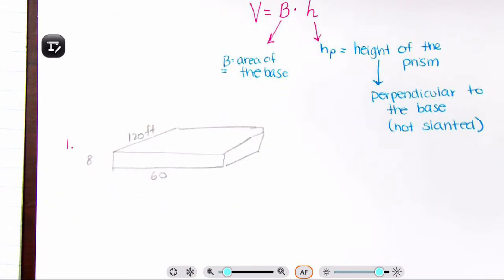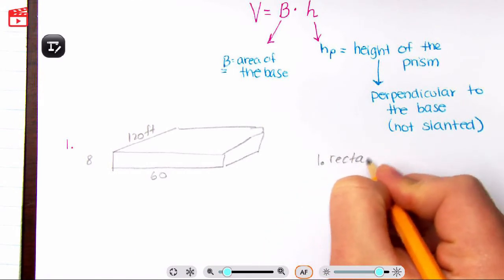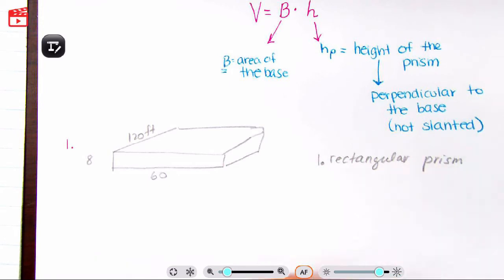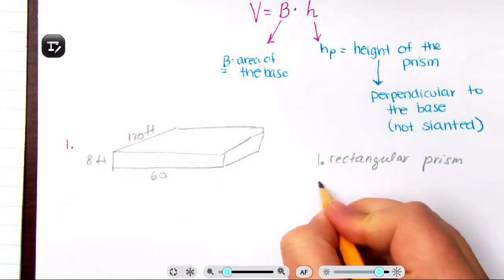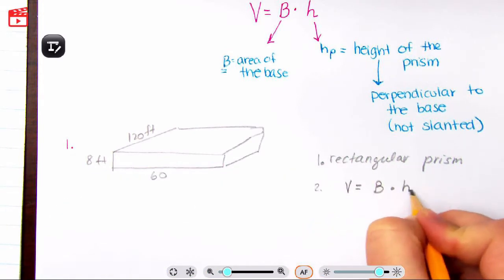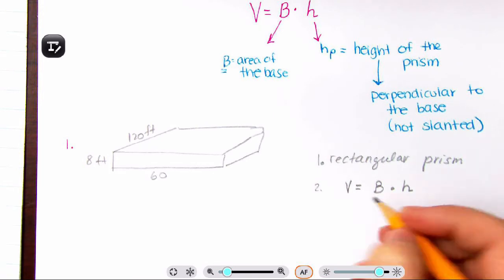Step number 1 is always naming it. What do we have? We have a rectangular prism. How do I know? The most complicated shape I see here is a rectangle. What is the formula? It is volume is equal to the area of the base times the height. Don't say the letters, actually say the area of the base times the height.